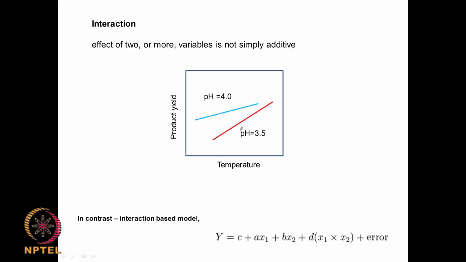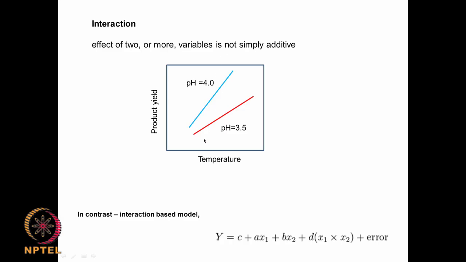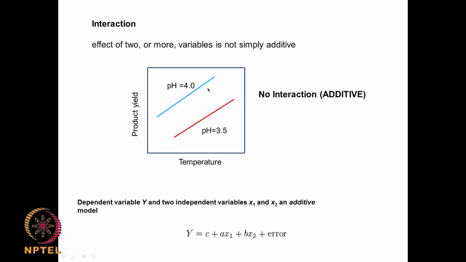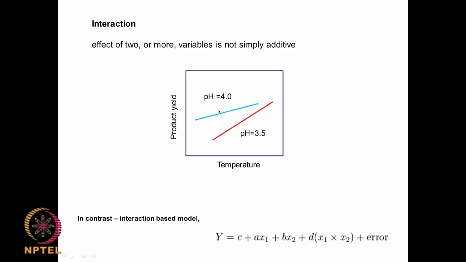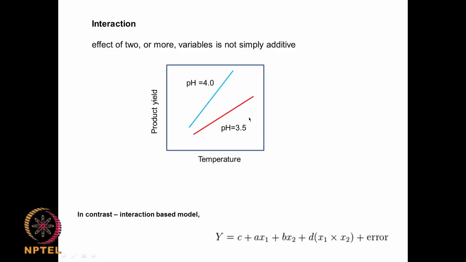Or you may also have it like this: at pH equal to 3.5, as I change temperature, product yield goes up, but at pH equal to 4, when I change temperature, product yield goes up very drastically. So, you see each one of these curves, these are almost parallel. So, this is more like additive, these are sort of converging, and these are diverging tremendously. Again you could develop a regression relation of this form, where y is equal to some constant plus A x1 plus B x2 plus D into the product of these two independent variables. So, here again we can say pH is interacting with temperature.